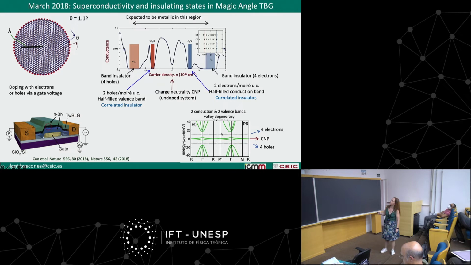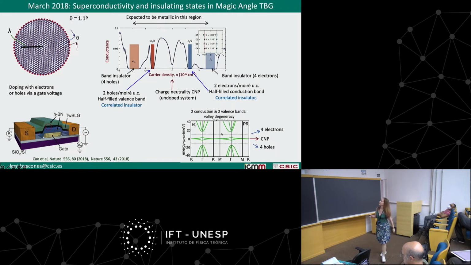First he saw that when he had doped with 4 electrons or with 4 holes, he had a minimum in the conductance here and here. This is expected, because this is a band insulator. Then you can also see a minimum here when the system is not doped. This is not an insulator. It's just a minimum. The system is a semi-metal.